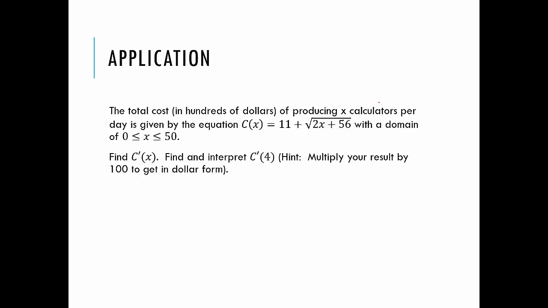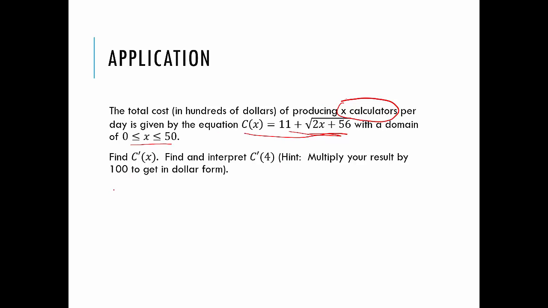So it says the total cost in hundreds of dollars of producing x calculators per day is given by this equation. And here's our domain. So we're producing x calculators, so between 0 and 50 calculators. Find C prime of x, which means find this derivative, and interpret C prime of 4.